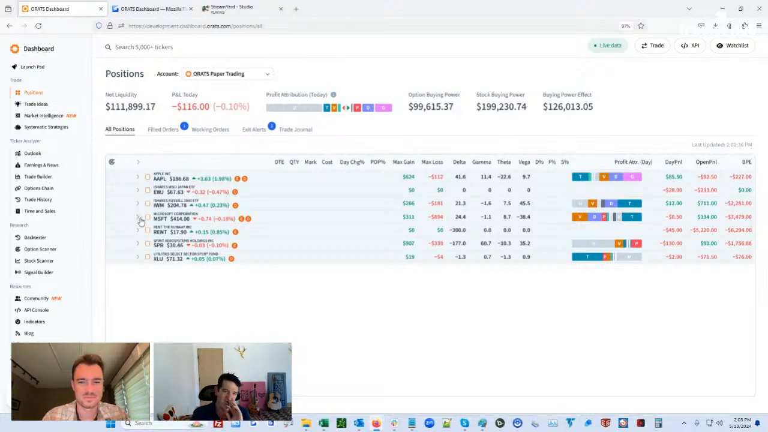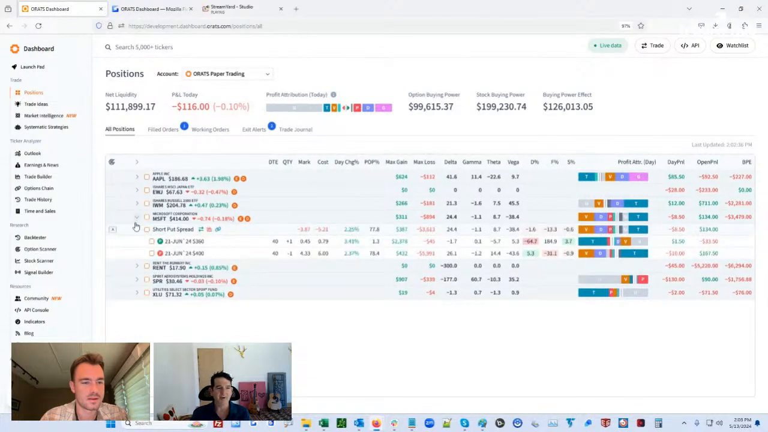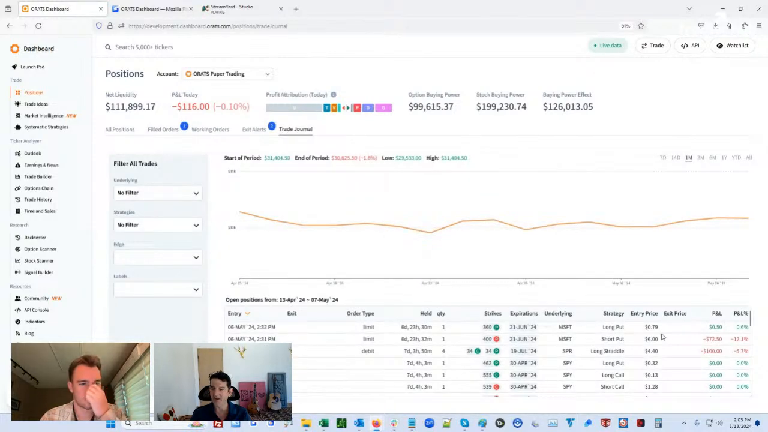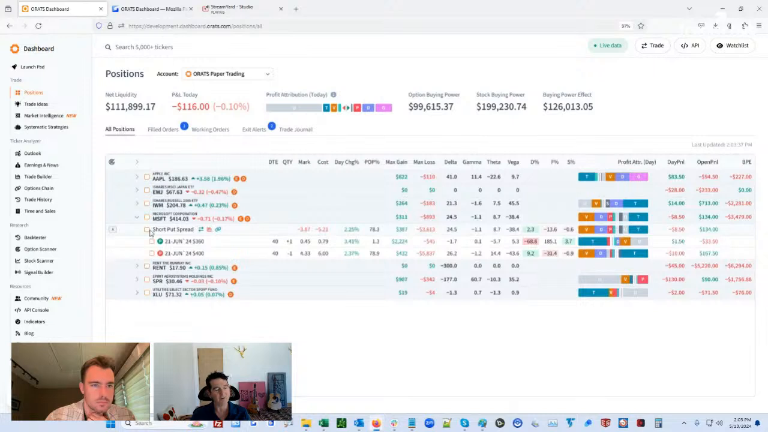All right. So here's the Microsoft trade that we did. As you may remember, we sold the 400 put, and we bought the 360 put. You can see that actually in our trade journal that works for our paper trading now. So that's here, and we are doing well, Tyler.